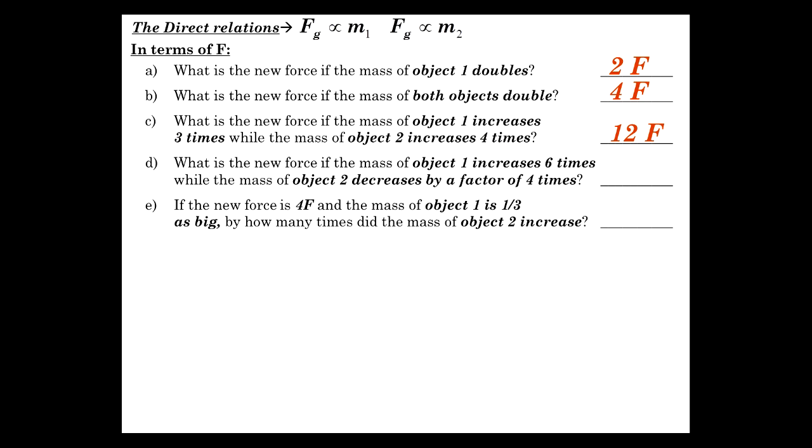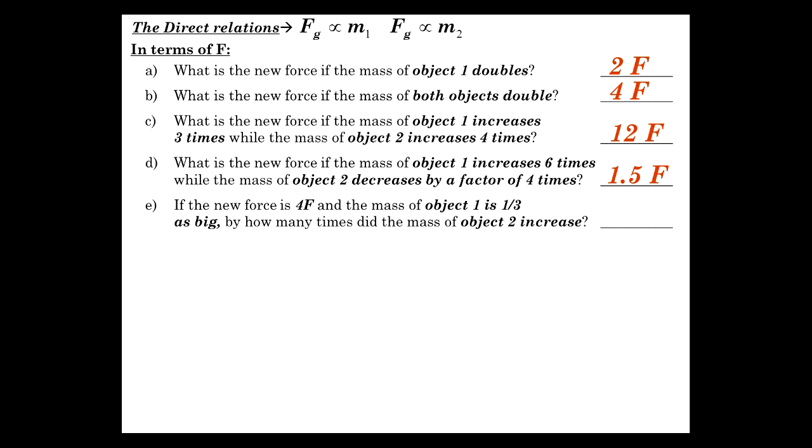12. What's the new force if the mass of object 1 increases 6 times? 6 times as much. Okay, that makes the force 6 times as much. The mass of object 2 decreases by a factor of 4. So 6 times as much, 1/4 times as much. Bring them together, you get 1.5.